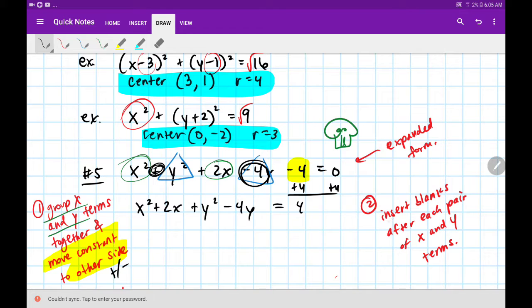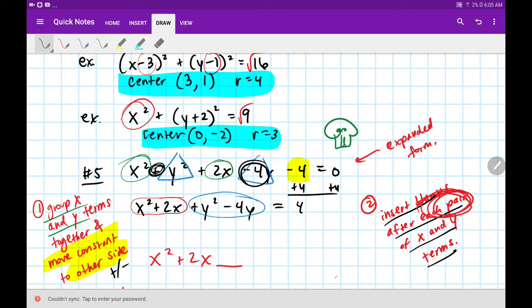Step 2 says, hey, insert some blanks after each pair of x and y terms. So this is what I mean by a pair of terms. Since there are 2 x terms, that's a pair of x terms. I'm going to put a blank afterwards, so we need to rewrite this. x² + 2x blank. And then I also have to put after, since I have a pair of y terms, they also need a blank. So + y² - 4y blank. And I'll just rewrite my constant equals 4.